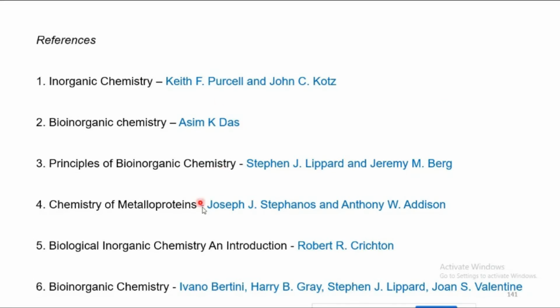So these are the reference books which you can refer for the enzymes we have discussed so far. Inorganic Chemistry by Purcell and Kotz, Bioinorganic Chemistry by A.K. Das, Principles of Bioinorganic Chemistry by Stephen J. Lippard and J.M. Berg, Chemistry of Metalloproteins by Joseph Stephens and A.W. Addison, Biological Inorganic Chemistry by Robert Crichton, and Bioinorganic Chemistry by John S. Valentine, H.B. Gray and Ivano Bertini. So these books you can refer, and all are very nice books. If you are able to get the old edition of Purcell and Kotz, that would give much more information about the enzymes we have discussed also.